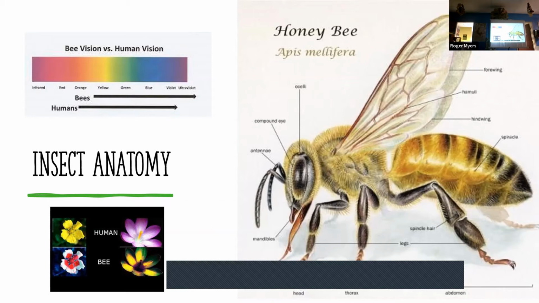Forewings are a little bit bigger. And then also, a lot of times, bees on their thorax, at least new bees, will be really, really hairy. And this hair plays a bunch of important roles, which we'll talk about later.